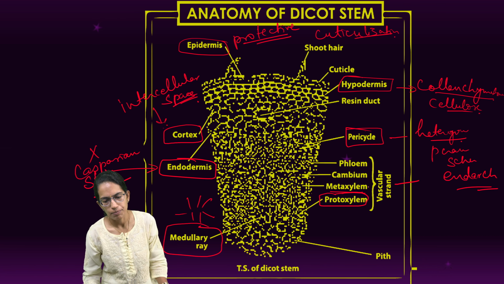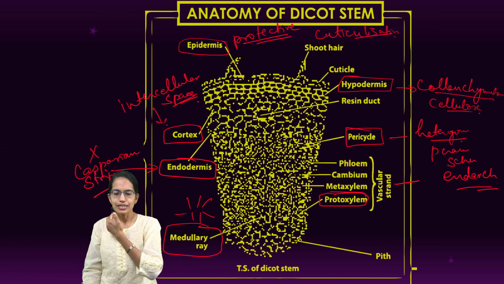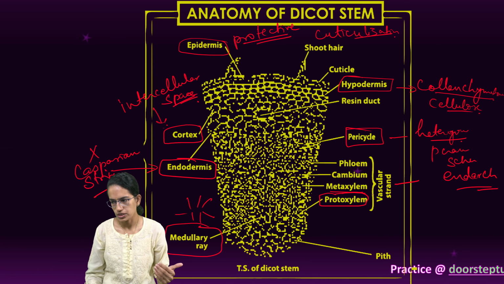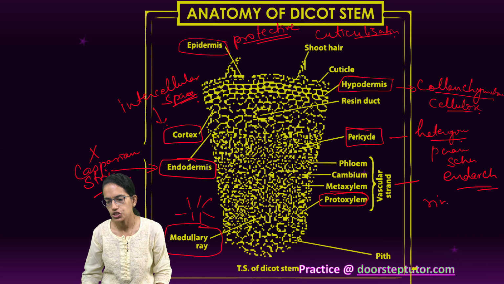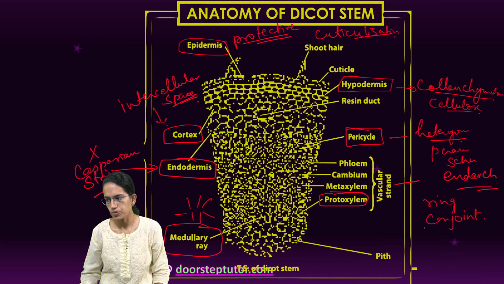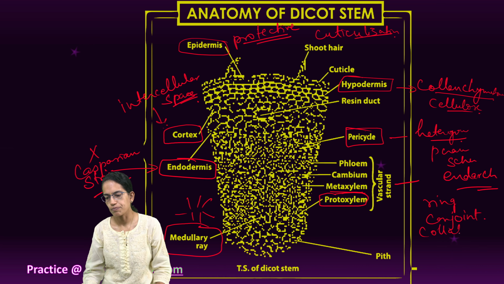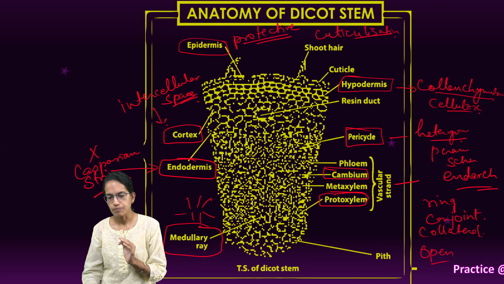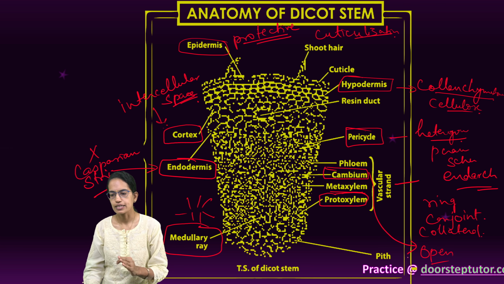Next is the vascular bundle. Vascular bundle comprises xylem and phloem. It is endarch because protoxylem is towards the center and metaxylem is towards the outside. It is ring shaped, conjoint, that is it has both xylem and phloem together. It is collateral, that means both are present on the same radius, and it is open, that means there is presence of cambium between the xylem and phloem. So that means it is open. Presence of cambium indicates that it is open.